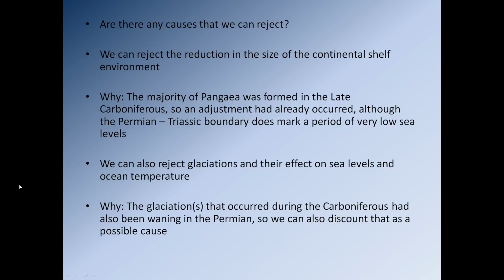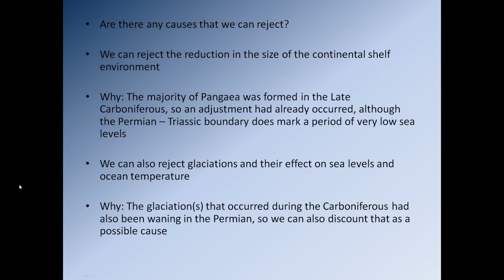However, the majority of those collisions were complete by the late Carboniferous. So that means any adjustment would have occurred before the Permo-Trias boundary. So that means that it's unlikely that the loss of these passive continental margins were the cause. Now the boundary does mark a period of low sea levels, but whether that's important is uncertain.